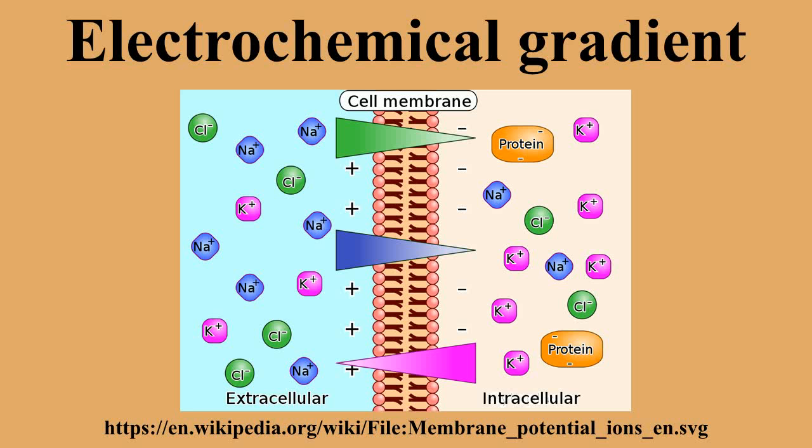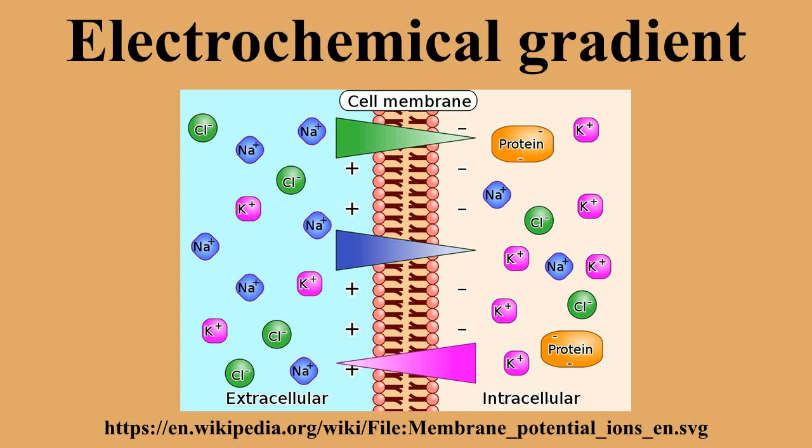An electrochemical gradient is a gradient of electrochemical potential, usually for an ion that can move across a membrane. The gradient consists of two parts: the chemical gradient, or difference in solute concentration across a membrane, and the electrical gradient, or difference in charge across a membrane.